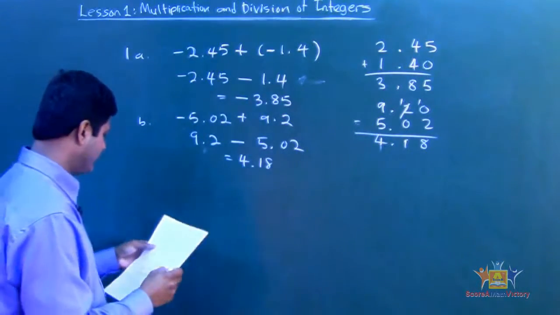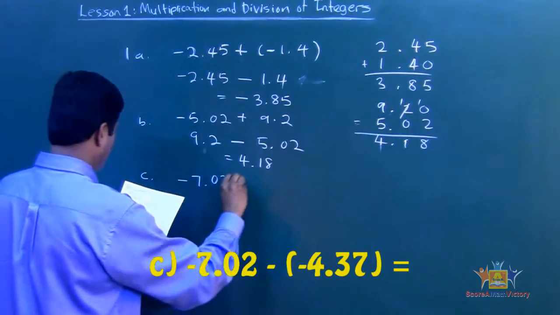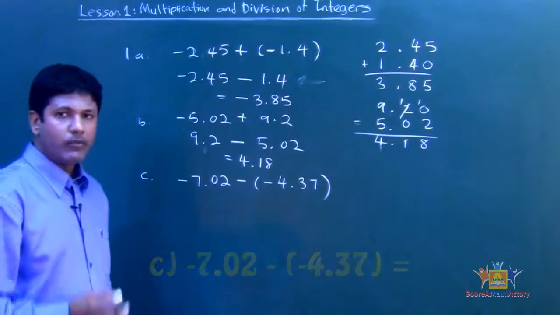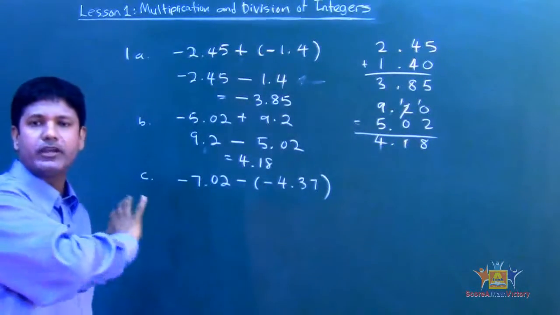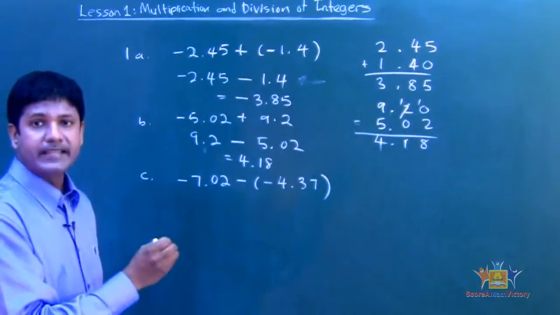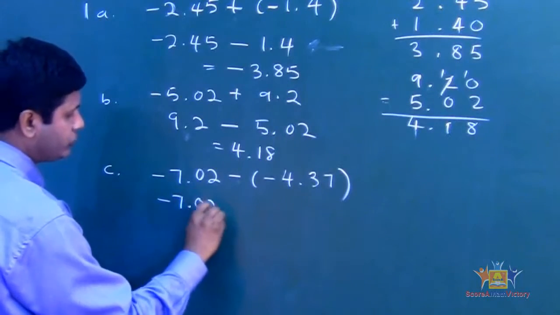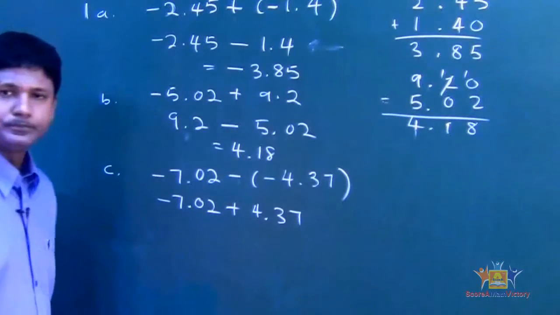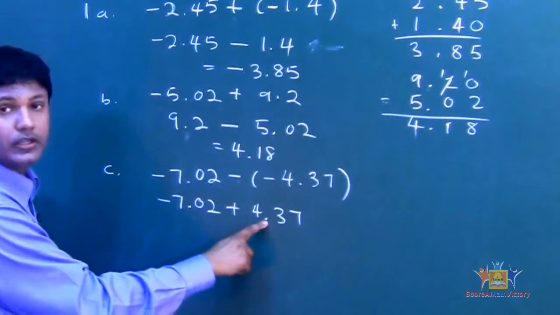All right, let's do problem C. Problem C, you're given negative 7.02 minus negative 4.37. So the first step is to combine this negative and negative, so that way we only have one sign. Whenever you're doing a problem and you see negative and negative, or positive and negative, or negative and positive, you combine them into one, all right? So in this case, I'm going to rewrite this as negative 7.02, negative negative becomes positive 4.37. Now look at this. This negative belongs to this decimal. The positive belongs to this decimal.